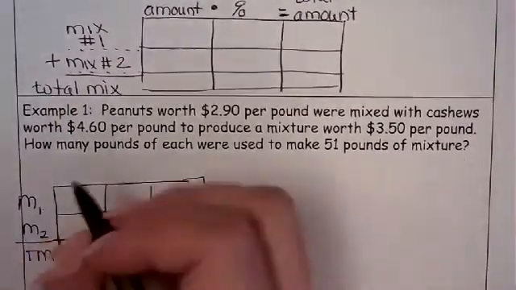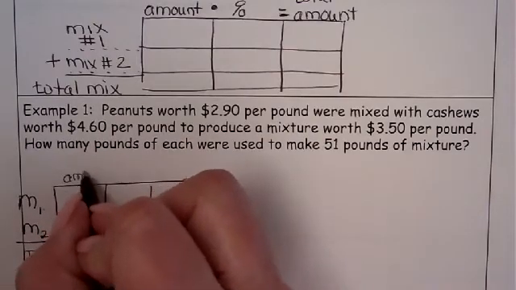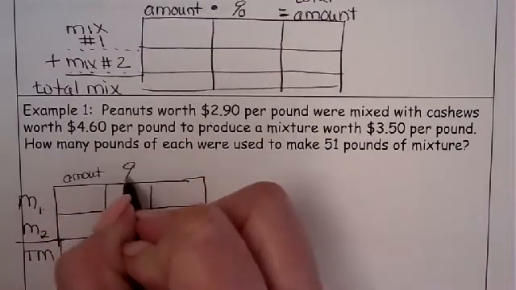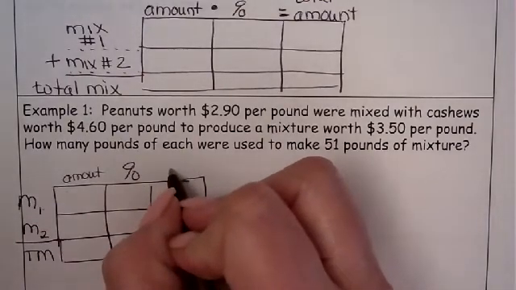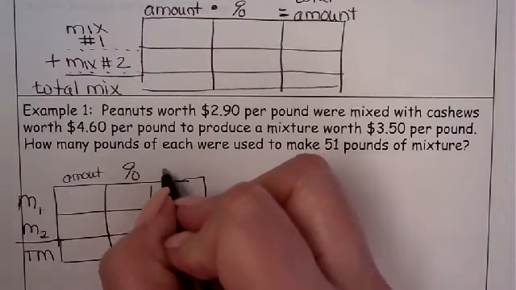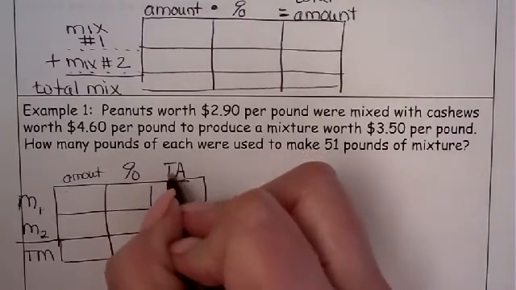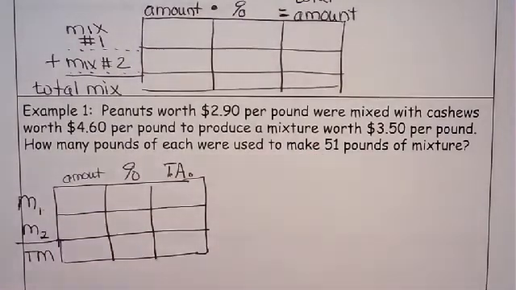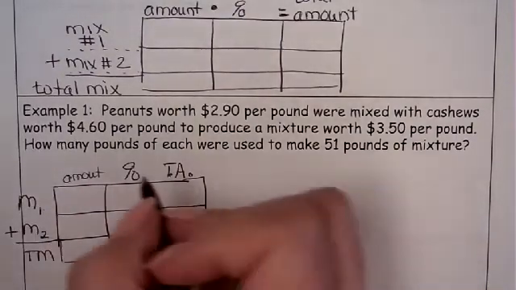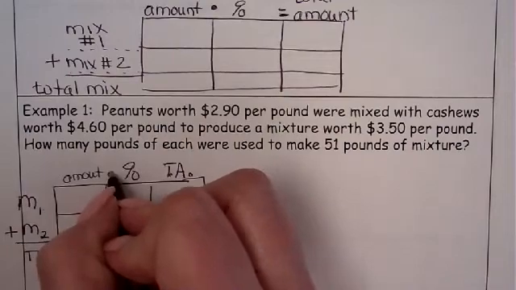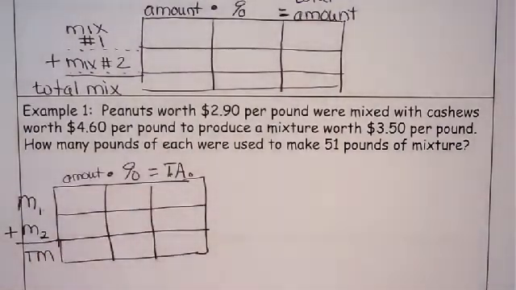Now up here is the amount. We said this was our percentage, and then over here is going to be our total. I'm going to put TA for total amount. We said on the rows we're adding, on the columns we're multiplying. Now I've got my table set up. This table is not going to change from problem to problem.